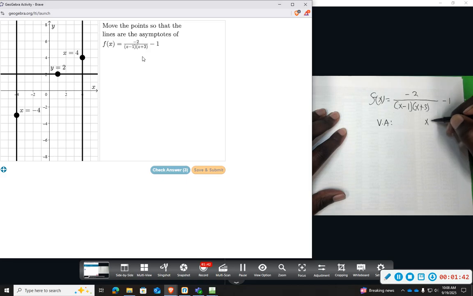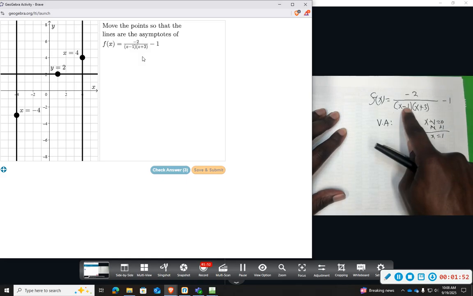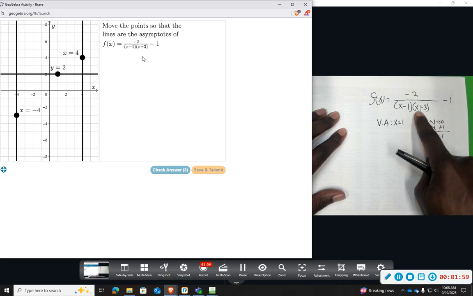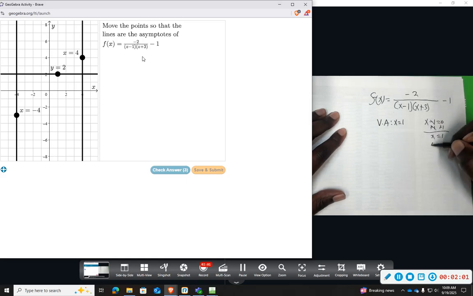So if I say x minus 1 equals 0, and then we add 1 to both sides, we get x equals positive 1. If I plugged in the positive 1, that would give me a 0, and that would give me a vertical asymptote. So x equals 1. Same thing with x plus 3. Set that equal to 0, you would subtract 3, and that will give us x equals -3. So x equals -3 would also be a vertical asymptote.